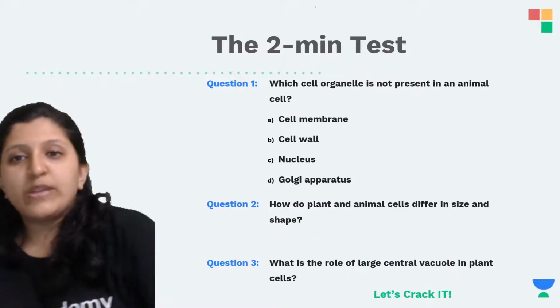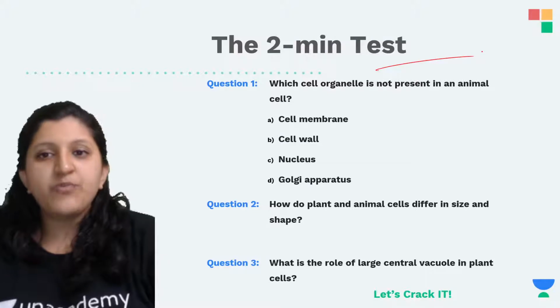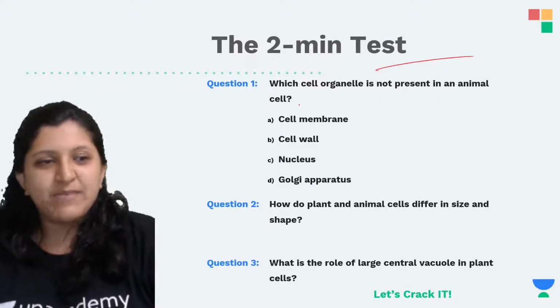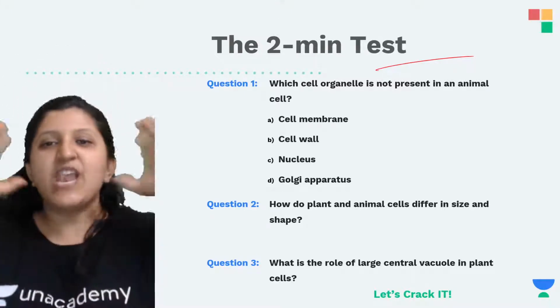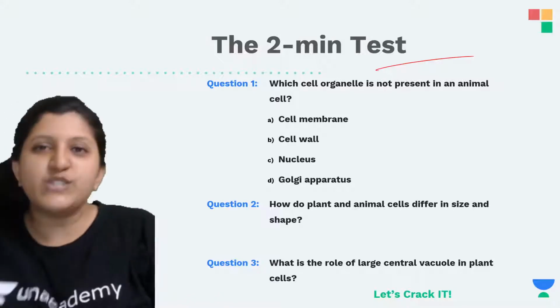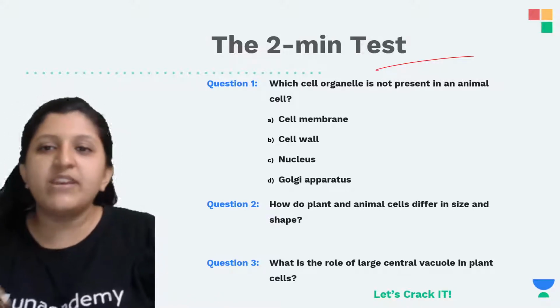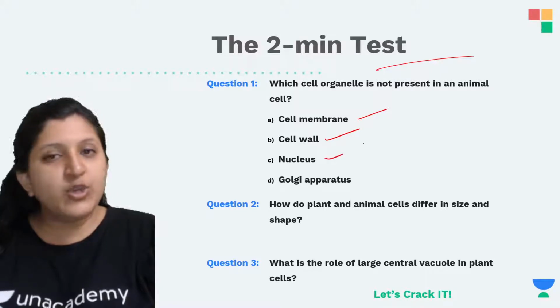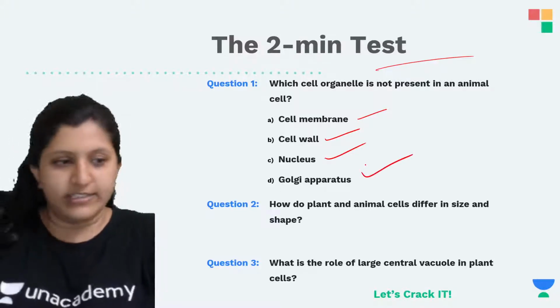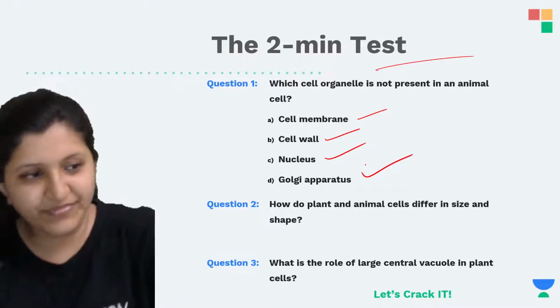Let's have a look at this one now. Which cell organelle is not present in an animal cell? Anybody has any idea which cell organelle is not present in case of animal cell? The options given are cell membrane, cell wall, nucleus, and Golgi apparatus. Yes, which is the one?